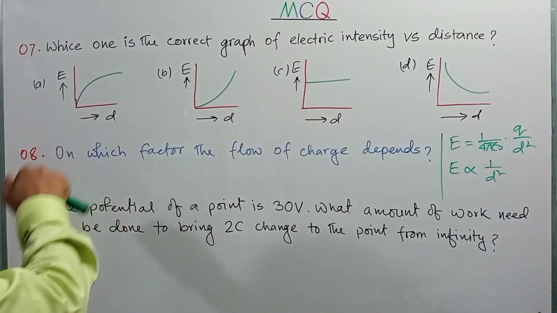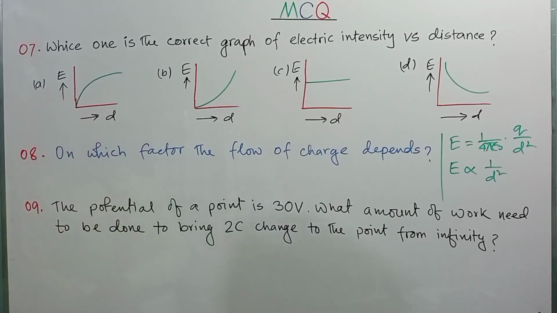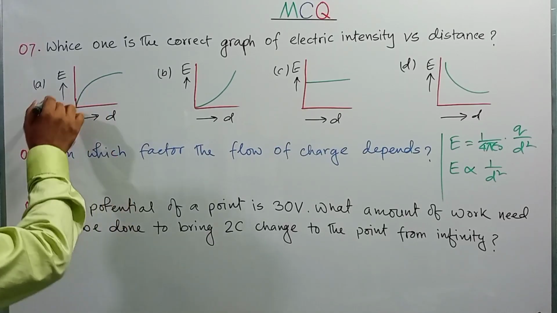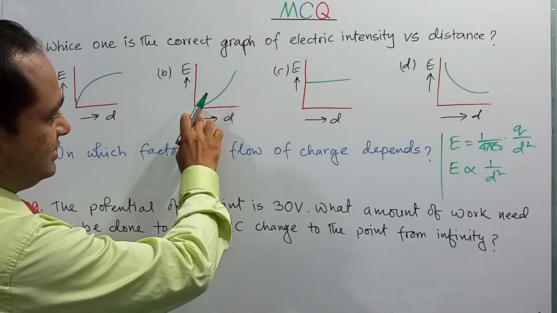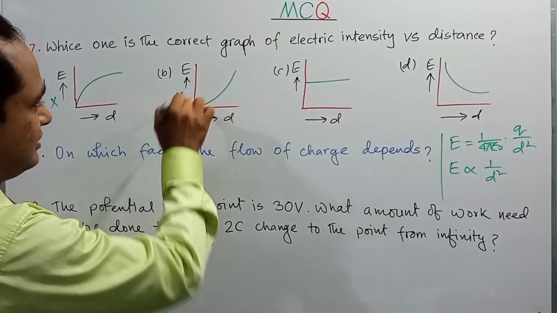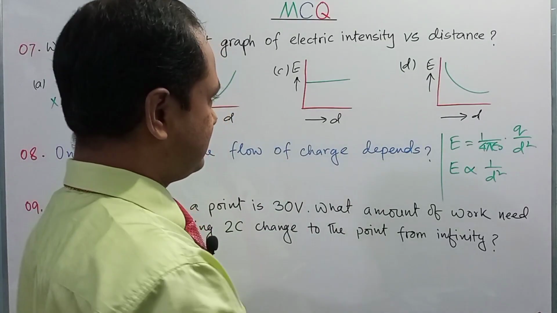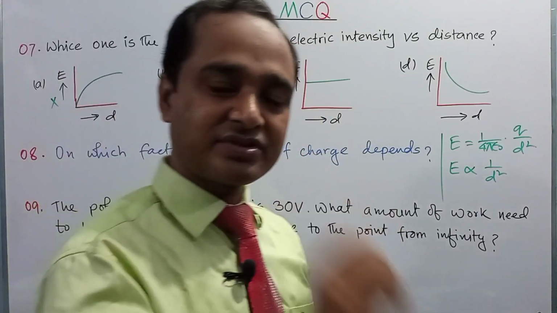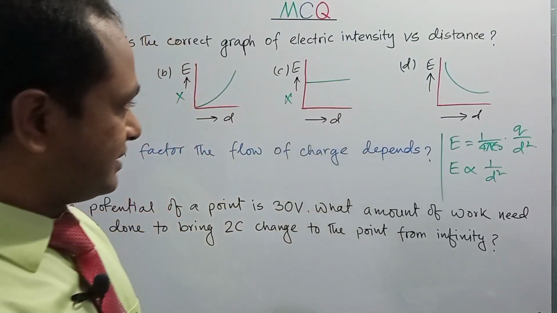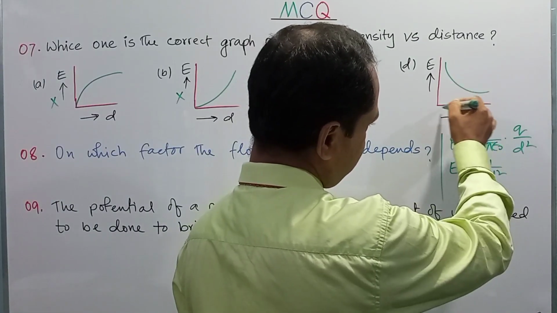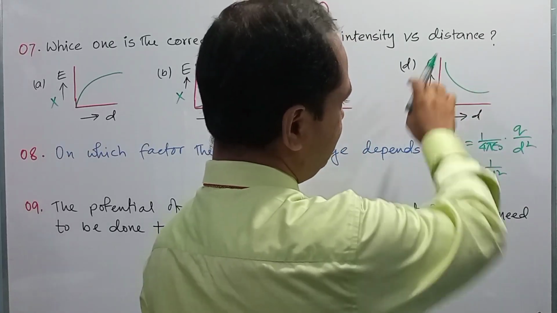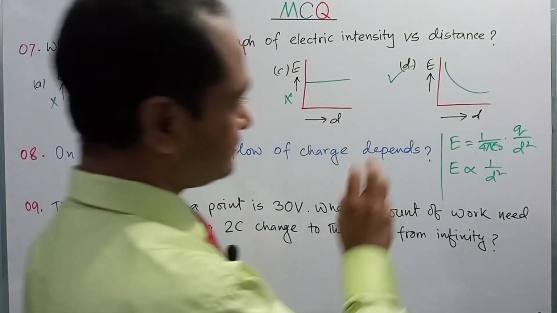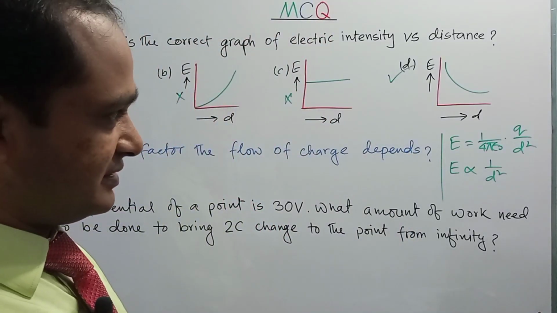So dear student, in the first graph, from this graph we can see that if the distance increases, then the electric intensity also increases. So this is not the correct relation. In the second graph, they also show that if the distance increases, the electric intensity also increases. This is not acceptable. In the third graph, the electric intensity remains constant with distance, but from the expression we can say that electric intensity depends on distance. So this option is not correct. And finally, when the distance increases, the graph goes downward, that is, the value of the intensity decreases. So this is the correct option for the relation of electric intensity and distance, right?